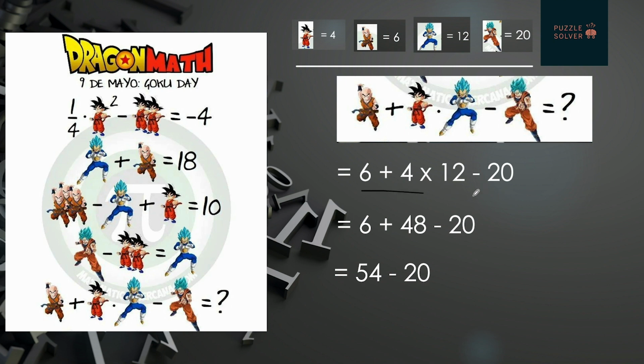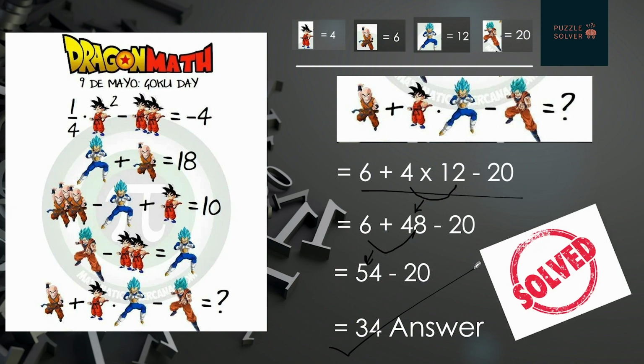Now we have to apply the BODMAS rule to the equation, and according to BODMAS, firstly we have to solve brackets followed by orders, then division, multiplication, addition and subtraction. So here in this equation we have multiplication. So firstly we will multiply 4 into 12 and we will get 48. So the equation becomes 6 plus 48 minus 20. Now we will add 6 plus 48, that is equal to 54. So the equation becomes 54 minus 20 and the final answer is 54 minus 20 is equal to 34, and we have solved the puzzle.